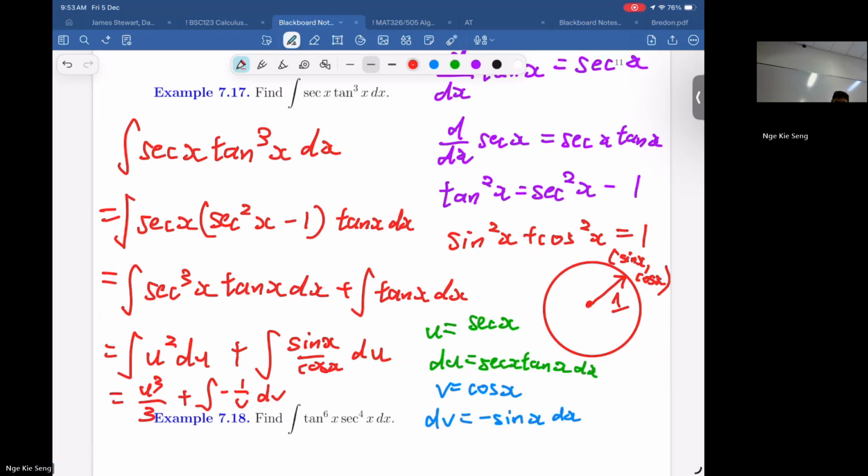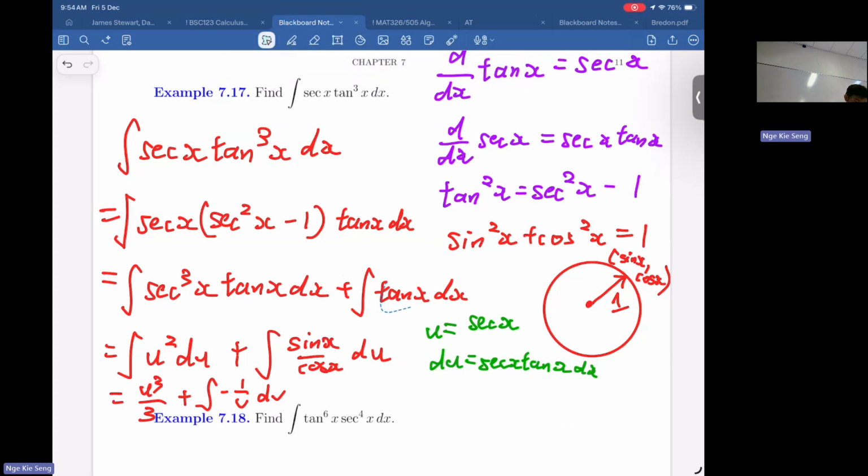Is that right? Did I miss anything? I think I did something wrong. Which one? For tangent x, or should it be a secant? Okay, then it's easier. We don't need to do this kind of substitution. Yeah, I think I missed something.